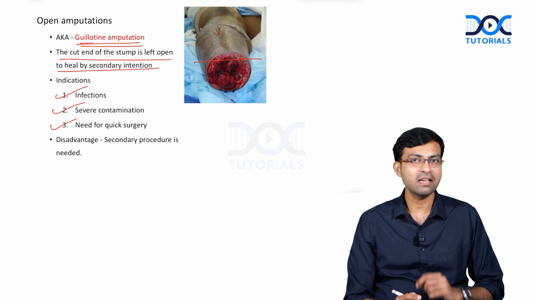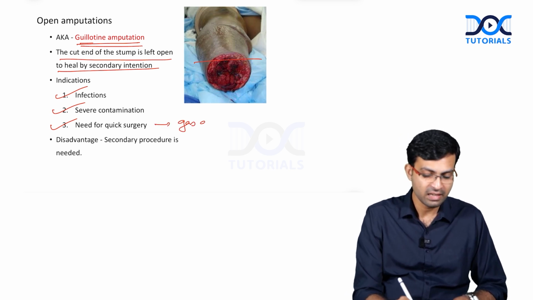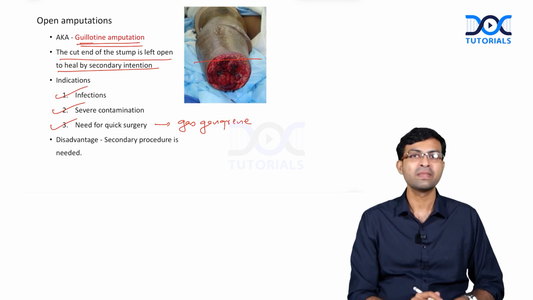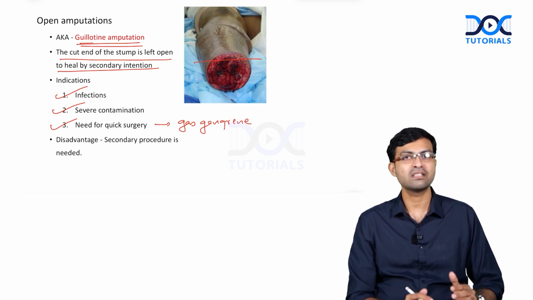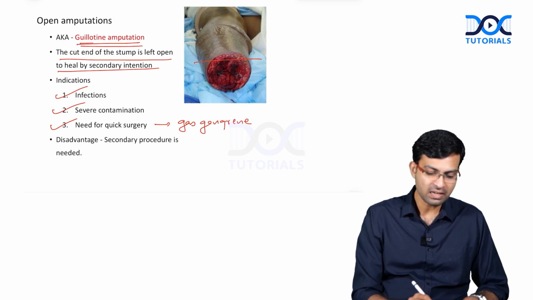Can you give me an example of that condition? It is gas gangrene. Gas gangrene is rapidly spreading and you have to amputate the limb as early as possible to save the life of the patient. Okay. Now what is the disadvantage?